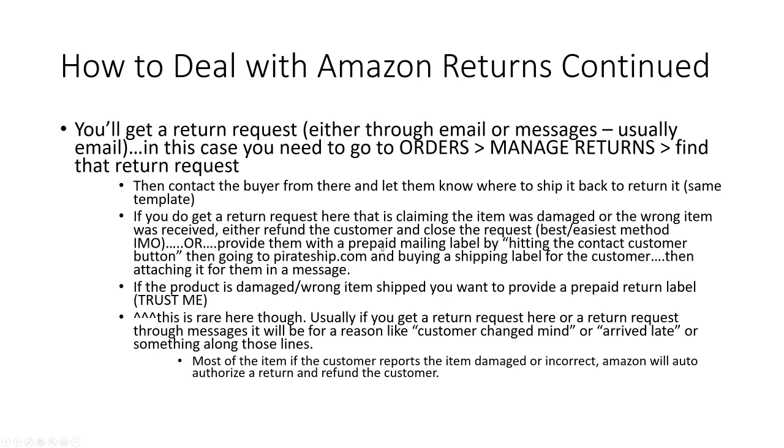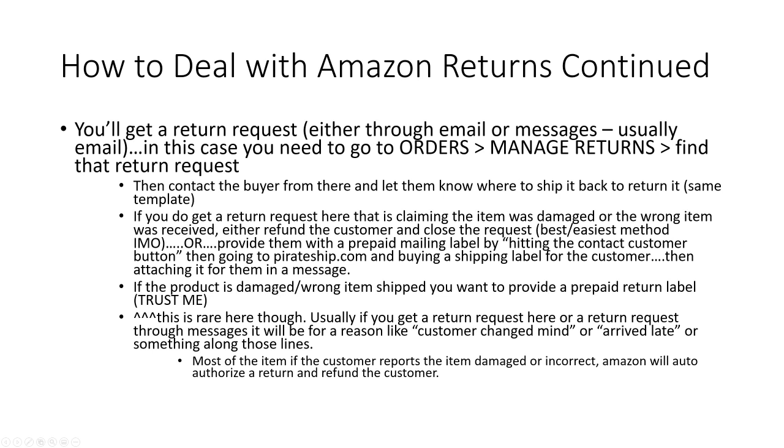Or you can provide them with a prepaid return label by, again, hitting the contact customer button on the right of that specific return, like I just showed you, and then going to pirateship.com and buying a shipping label for that customer from that customer's address on the order to your address or your return warehouse or wherever it is, right? And then simply attach that in the messages for them and let them know in the message that you attached it for them, and you're providing them a prepaid return label, okay? Now, that's if obviously the product was damaged or the wrong item was received.